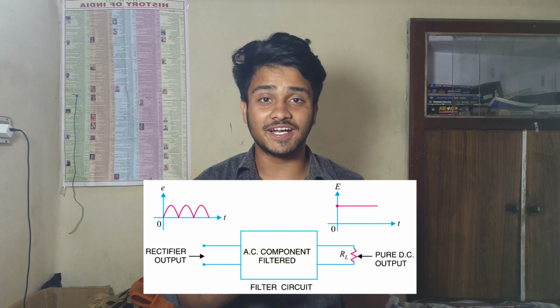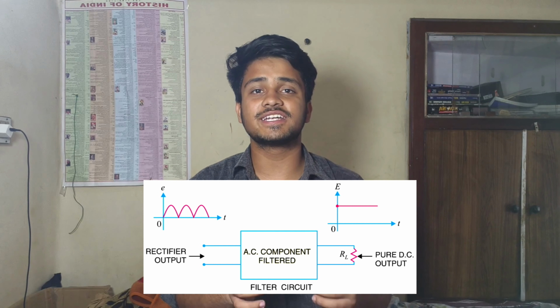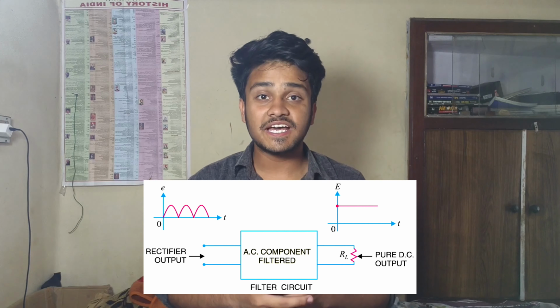So let's start the video. Let us know what a filter circuit is. A filter circuit is a device which removes the AC component of the rectifier output but allows the DC component to reach the load. The rectifier output contains both AC and DC components.